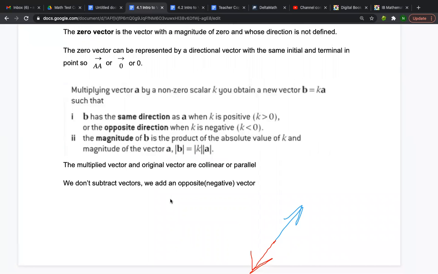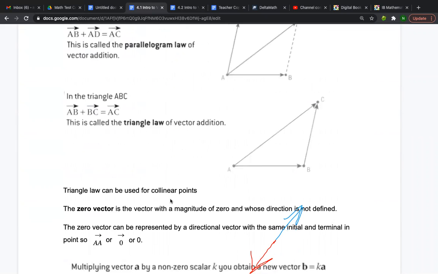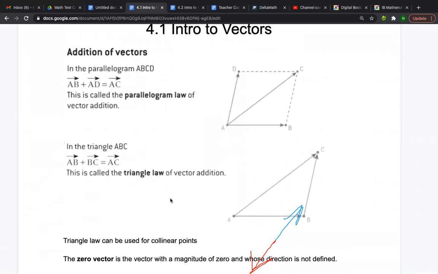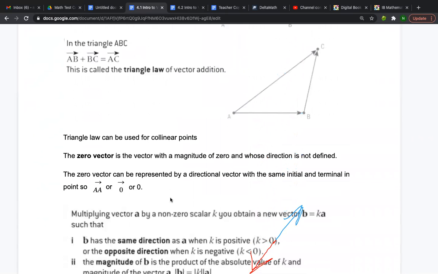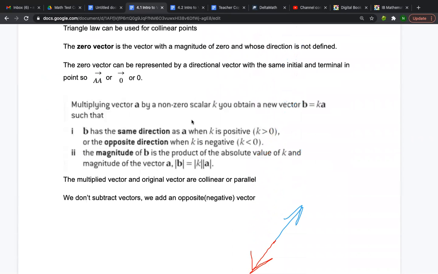And I know that was a lot of vocab and a lot of information. There's a little bit of practice with triangle law on Delta Math. But the rest of this is just a starting point to make sure that you understand what we're going to hit in the next video.